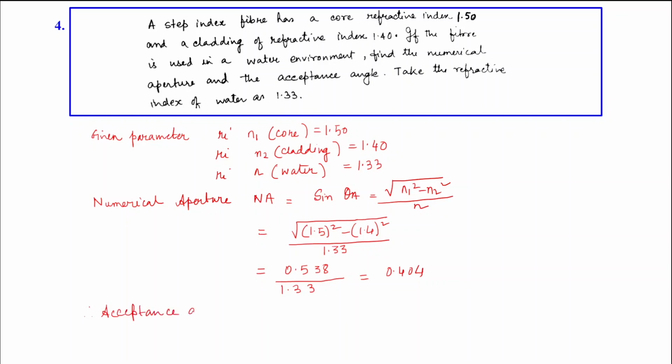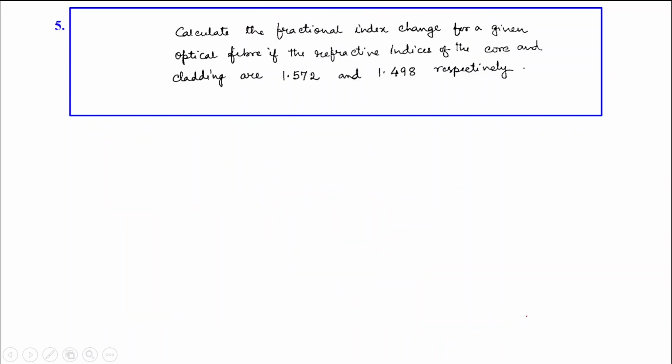Here we also need to find out the acceptance angle. So the acceptance angle theta A is equal to sine inverse of 0.404, which is equal to 23.8. So the acceptance angle is 23.8. Let us move to our next problem.